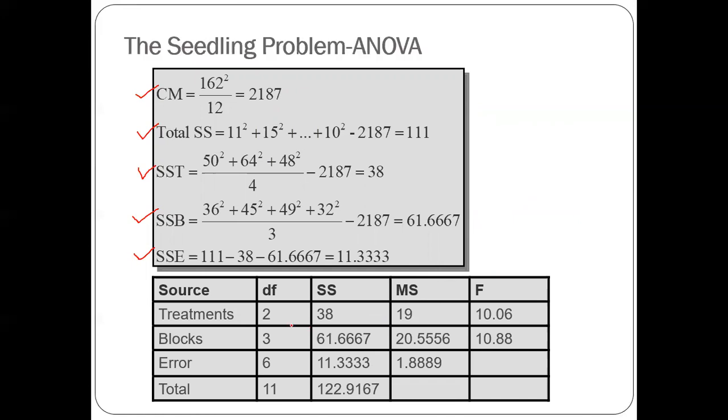After you have calculated all the values, you will get the test statistic F for treatment, which is 10.06, and for blocks, 10.88.